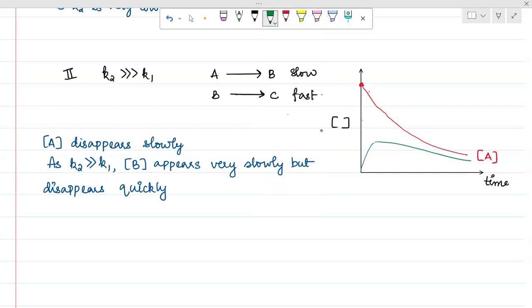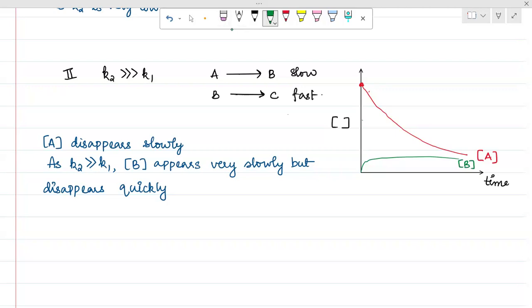Okay. So it won't be this slanting as well. The moment it forms, it disappears. It will form, it will disappear. It is slightly slanting. It's not even straight, very slightly slanting. And this corresponds to the concentration of B. I hope this concept is clear.